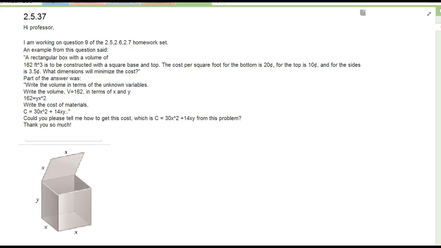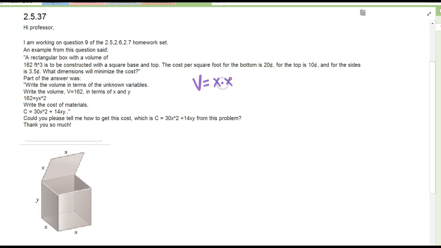I want to go over question 9 on the 2.5, 2.6, 2.7 homework. So you're given this picture of this rectangular box with a square base, and you're asked to find the dimensions of the base and the height of this box. One of the things you want to start with is your volume function.